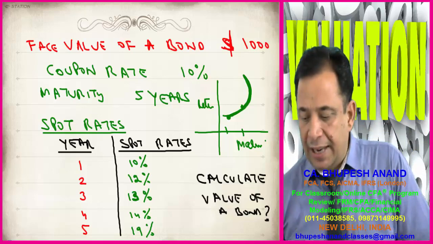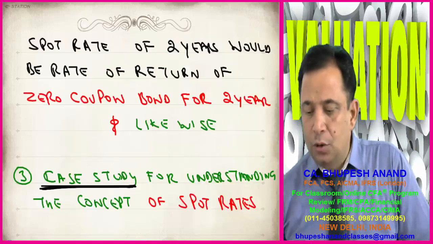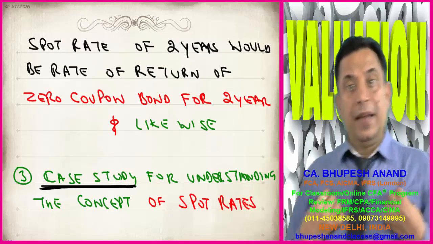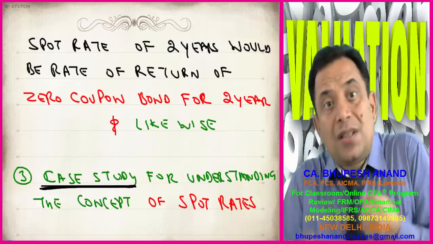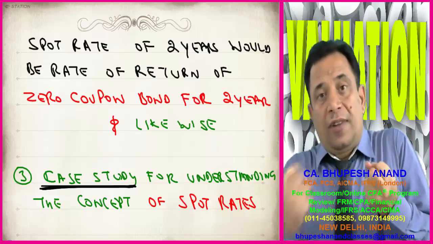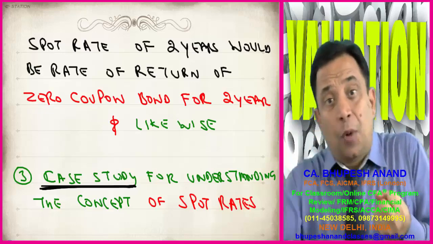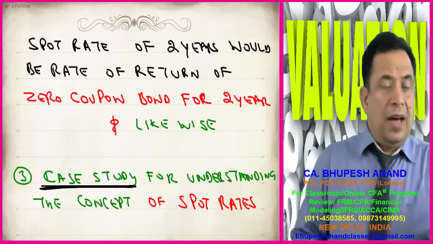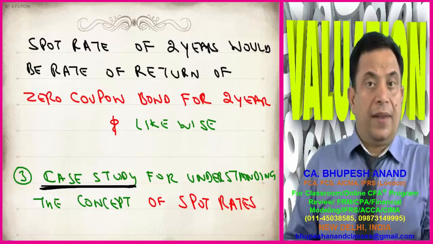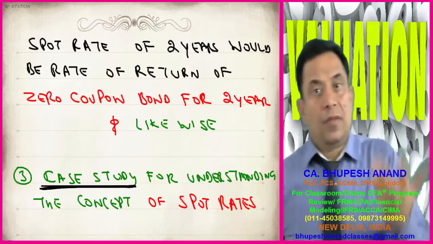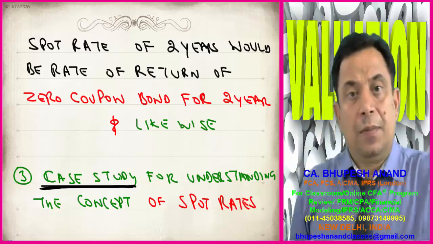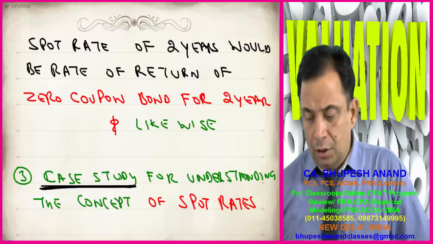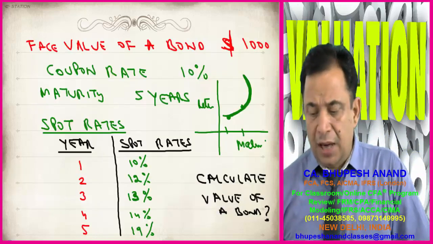So if I draw a timeline, in order to calculate the value, my objective now is to tell you the process of calculating the value of a bond in case spot rates are given to me. Just now I have explained what is the meaning of a spot rate with the help of a bank FD example, or with the help of a zero coupon concept. So let me start with this.